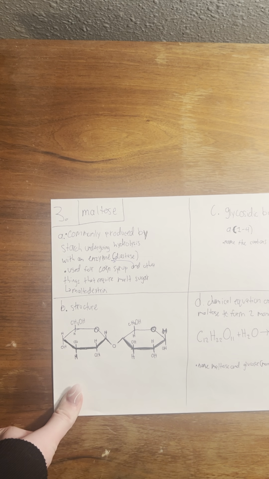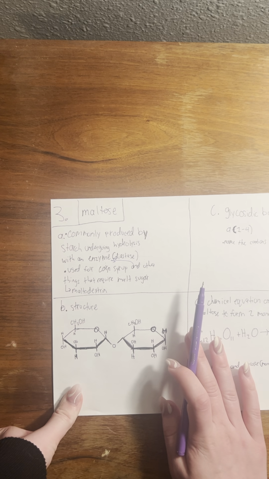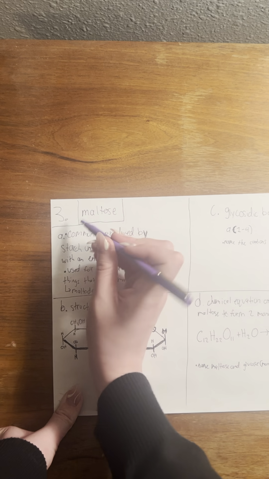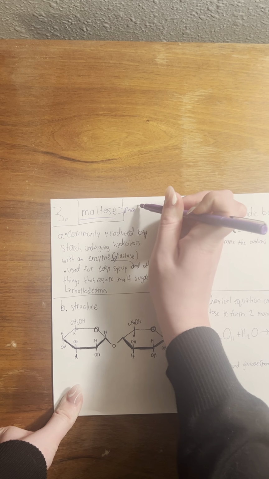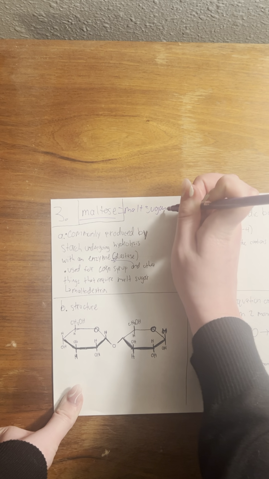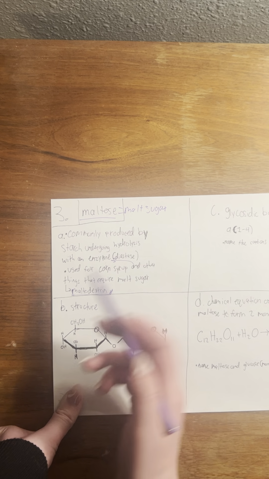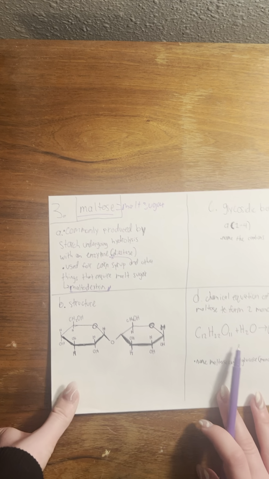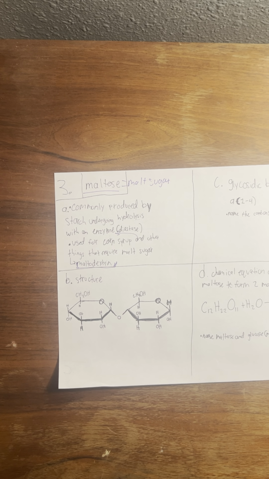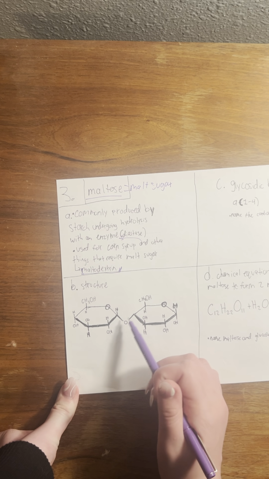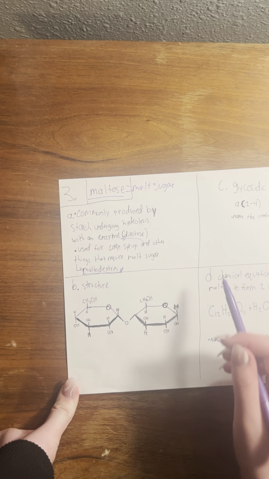So we talked about hydrolysis in number 2. The common things it's used for are corn syrup and other things that require malt sugar, because maltose is malt sugar, and maltodextrin is another thing called malt sugar. And then B is draw the structure. So this is what the structure looks like. This is 2 monosaccharides together. Here's the first one and here's the second one, combined by a glycosidic bond, which we'll talk about in C.